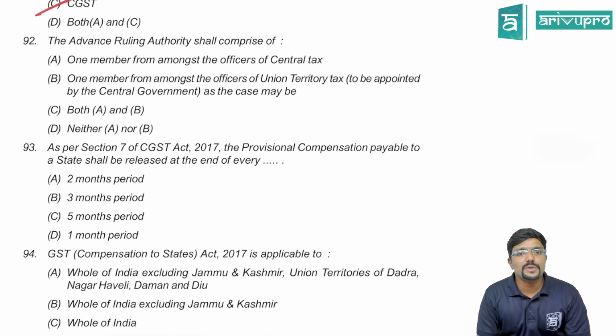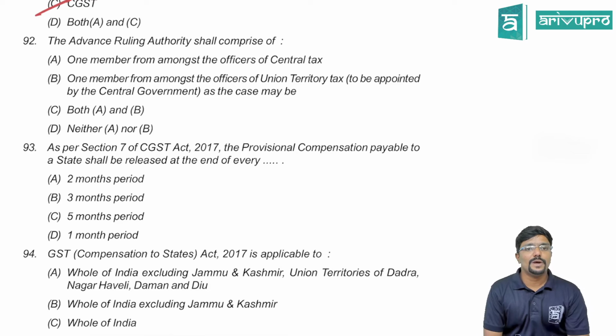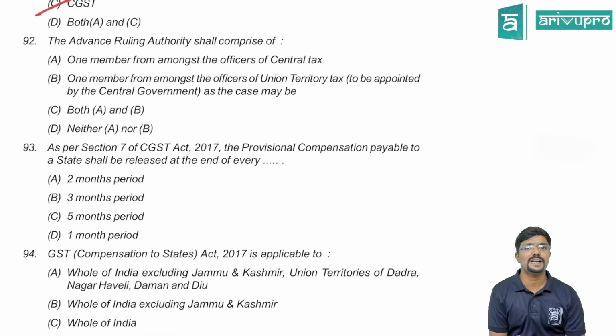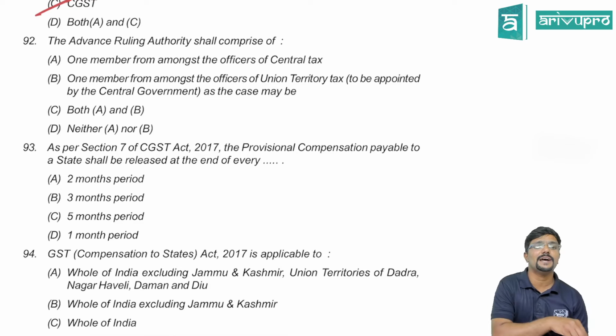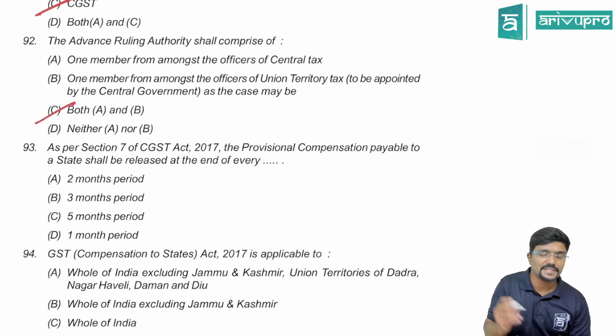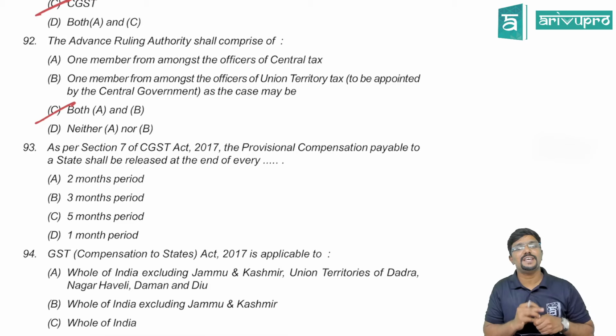92. The advance ruling authority shall comprise of A, one member from amongst the officers of central tax, then B, one member from amongst the officers of union territory tax to be appointed by the central government as the case may be, C, both A and B, then D, neither A nor B. So the answer is C, guys. So the answer is C here.